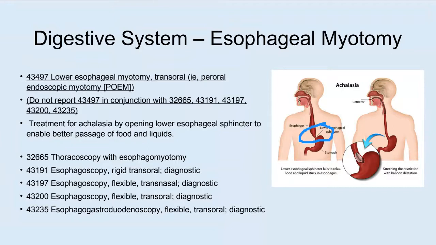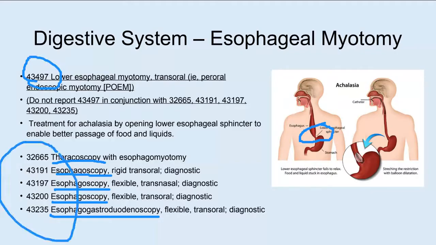Do not report 43497 with 32665, 43191, 43197, 43200, 43235. These are other endoscopic procedures. It's a thoracoscopy, esophagoscopy, and esophagogastroduodenoscopy. So you can't report this with these.